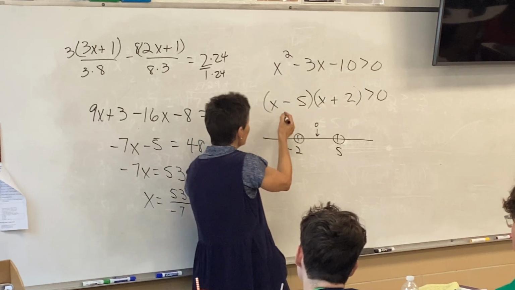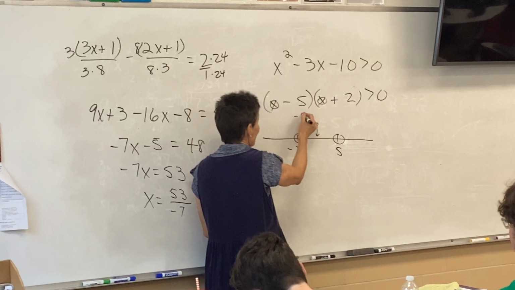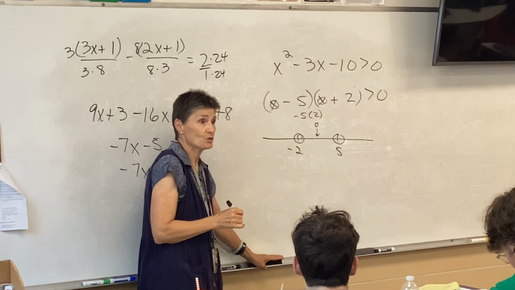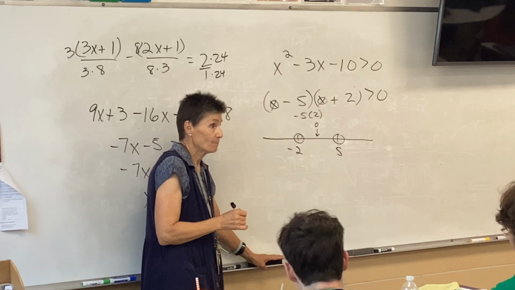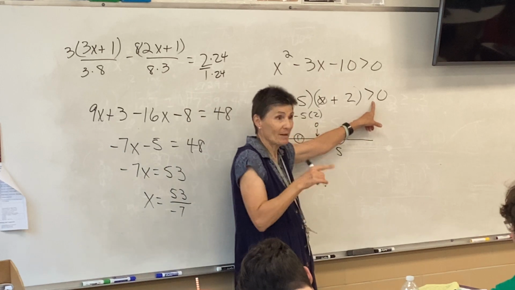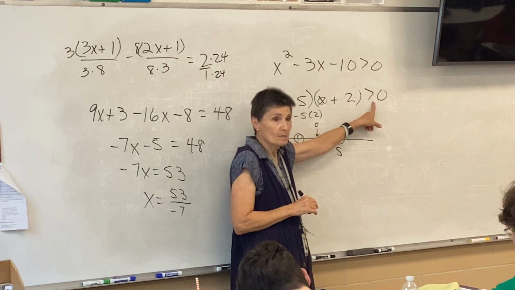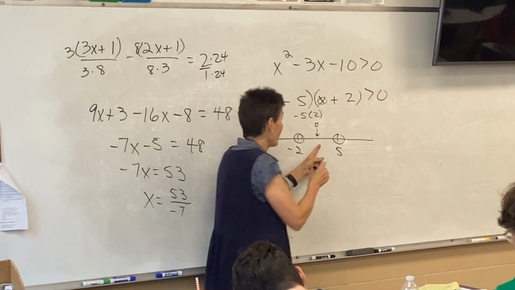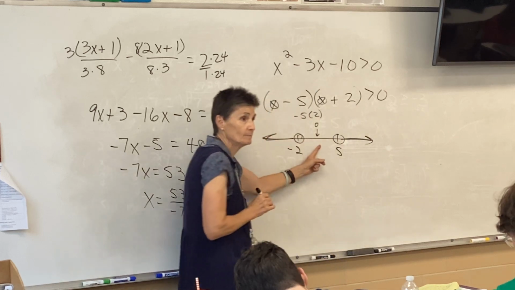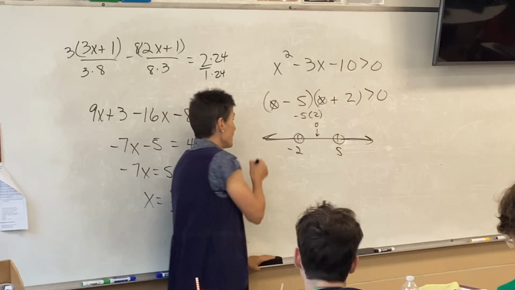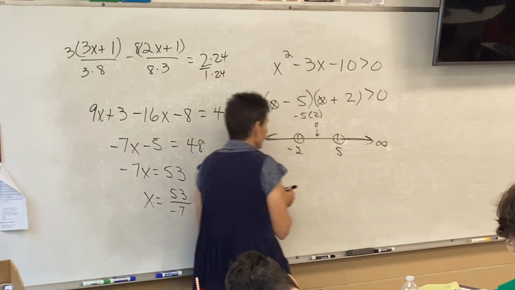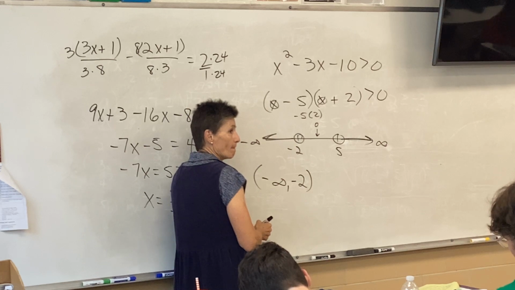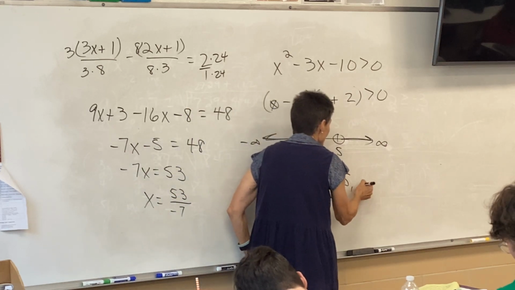All right, so here we go. Zero in here gives me -5 times 2. -5 times 2 is -10. Is -10 bigger than 0? No. So since it didn't work, I'm not going to shade here. I am going to shade out here. And so my answer will be -infinity to -2 or 5 to infinity.